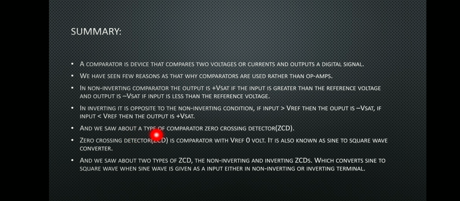And we saw a type of comparator called the zero crossing detector. A zero crossing detector is a comparator with reference voltage equal to 0 volt. It is also known as a sine to square wave converter. And we saw the two types of zero crossing detectors, the non-inverting and the inverting zero crossing detectors, which convert sine to square wave when a sine wave is given as an input, either at the non-inverting or inverting terminal.